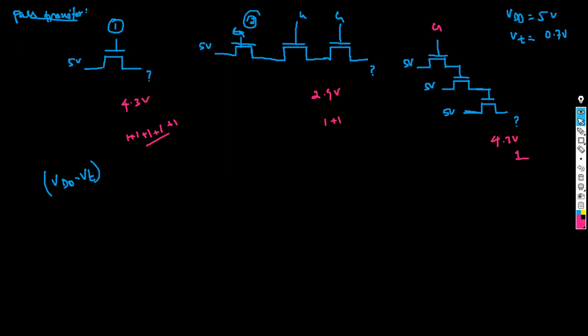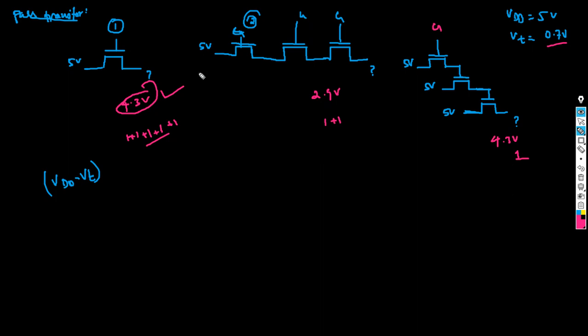Okay. Now let's discuss the answers. In this particular case, 4.3 is correct because it is straightforward. You apply VDD, which is 5 volt, minus VT, which is 0.7. So it is going to be 4.3 volt. So this answer is perfect.